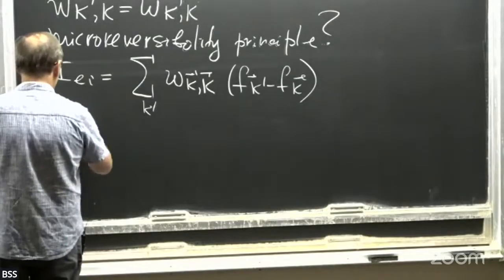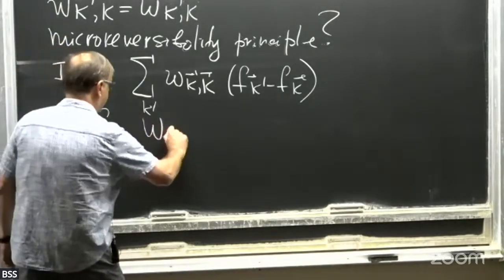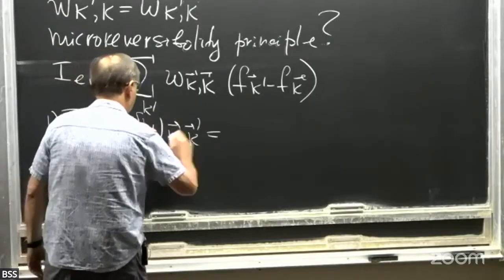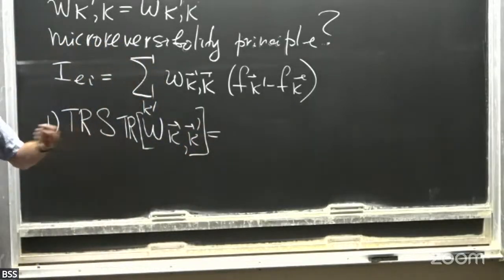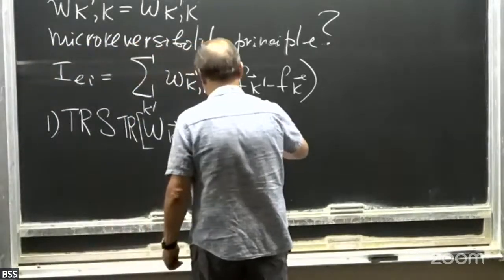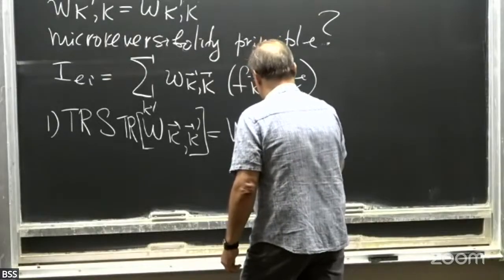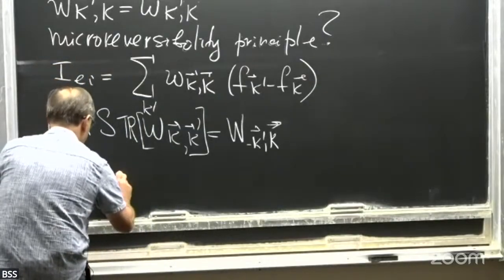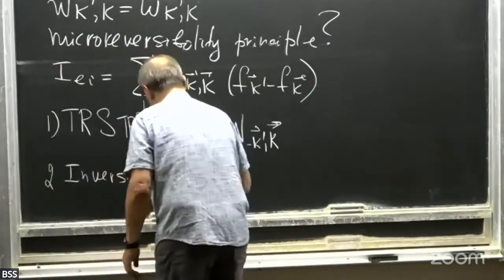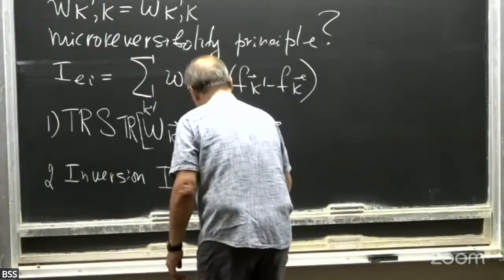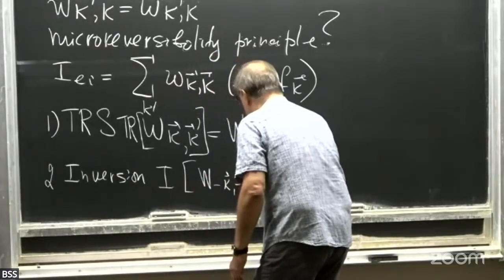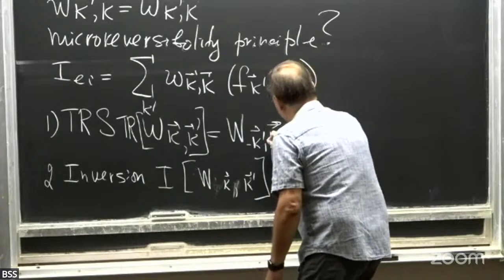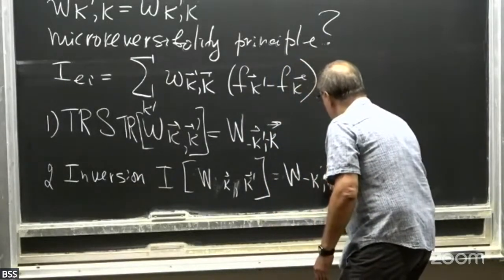If the system has time reversal symmetry, then on time reversal, I should flip the directions of the momenta and also interchange them. If I have inversion, I should just flip the directions of the momenta without interchanging. So flipped W minus K prime.